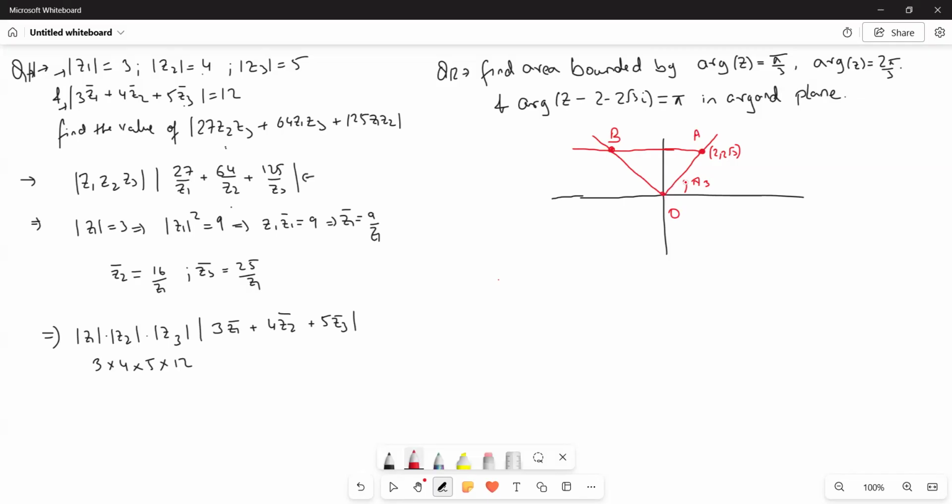So because of symmetry, at the angle, how much is this angle? The angle inside the triangle is 60 degrees. Okay. And how much will this length be? OA. How much is OA?